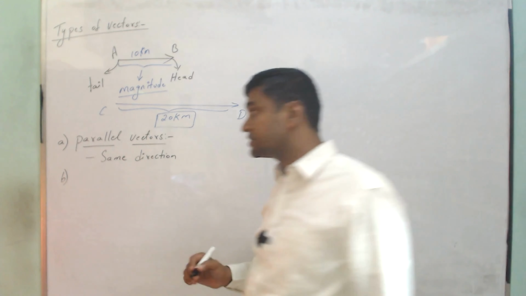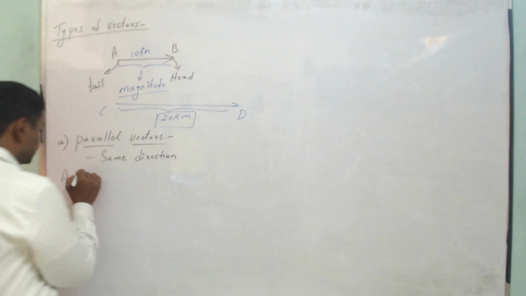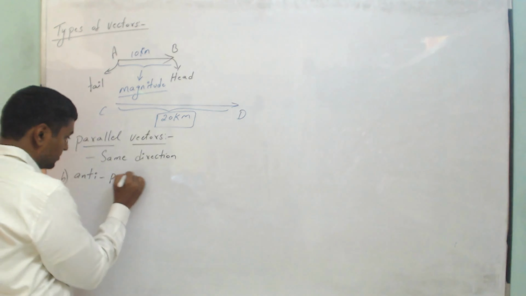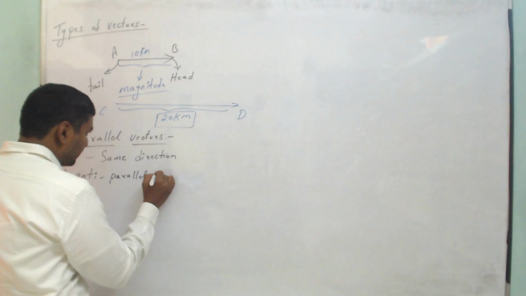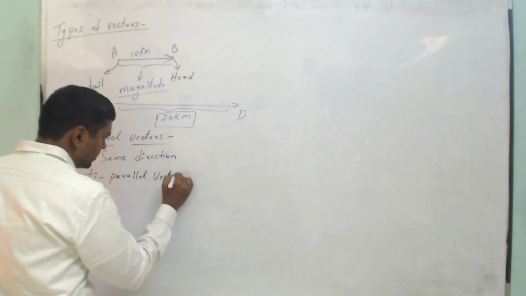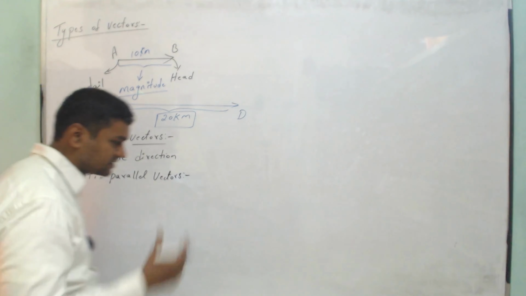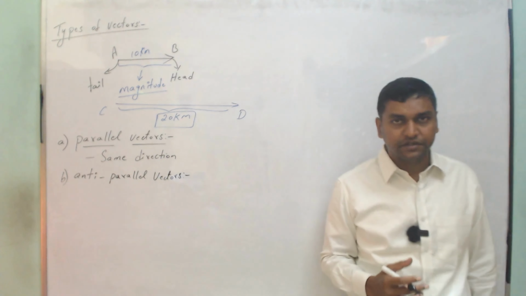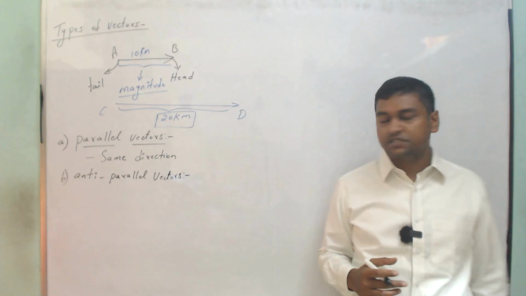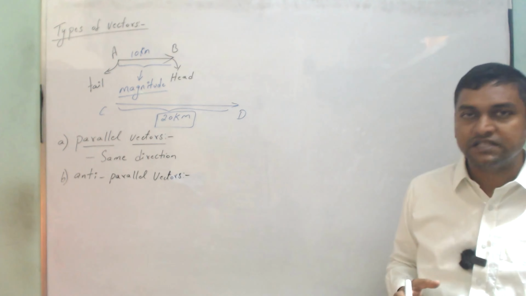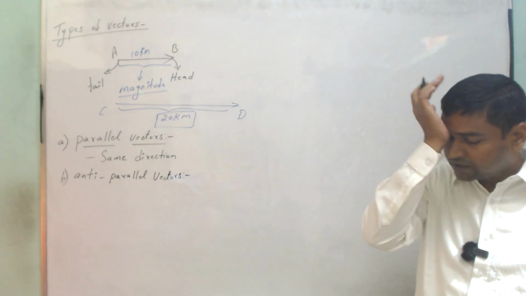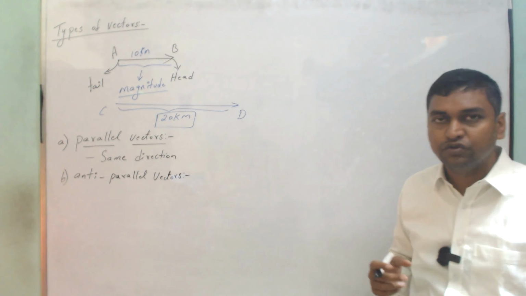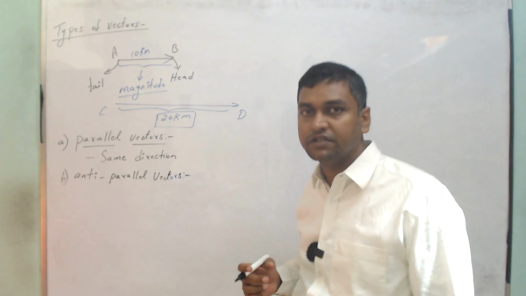Anti-parallel vectors means opposite direction. Why we are discussing parallel or anti-parallel is because in the question he will just say the two forces which are acting anti-parallel to each other. That means we will basically see that the directions of both those forces are opposite to each other. Clear again?